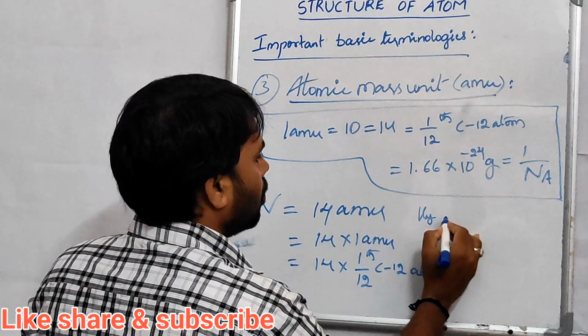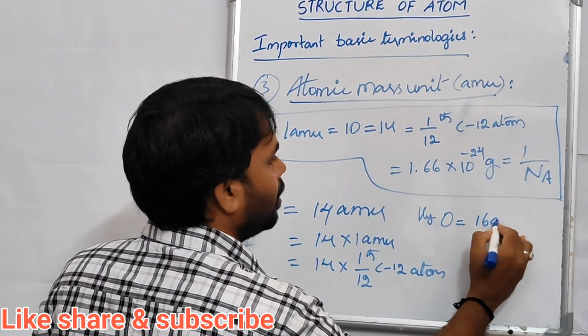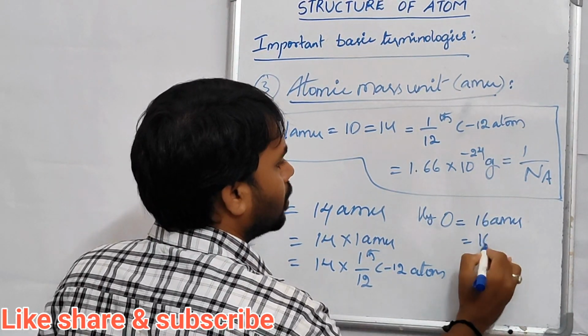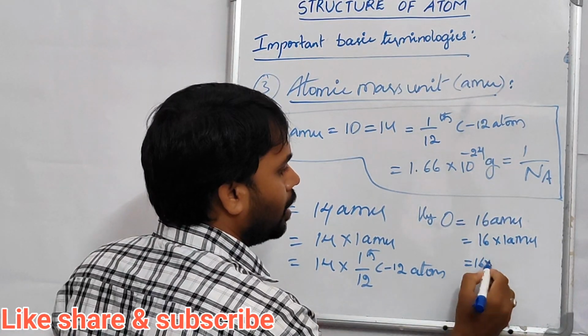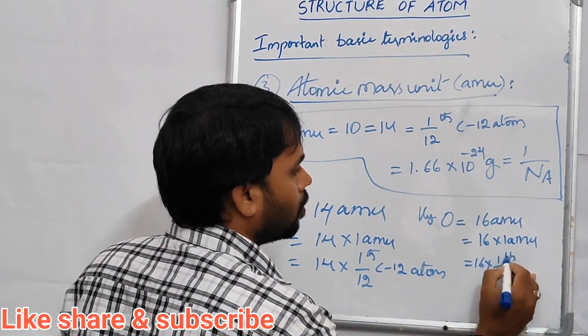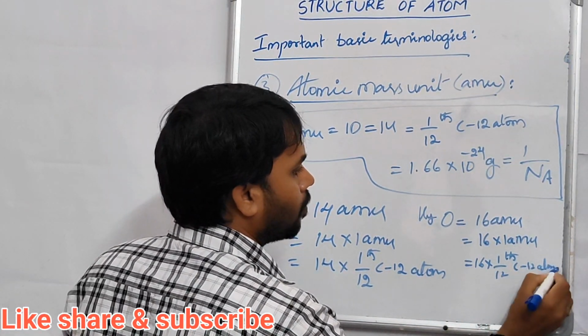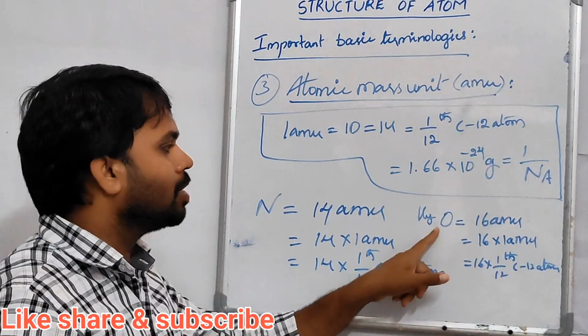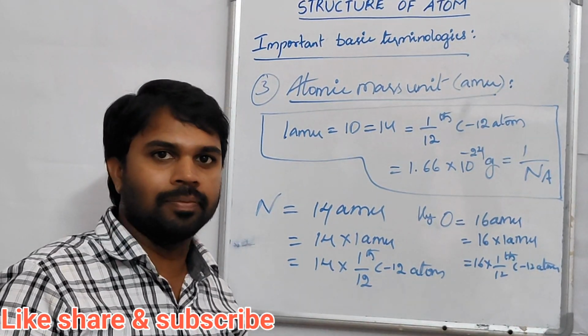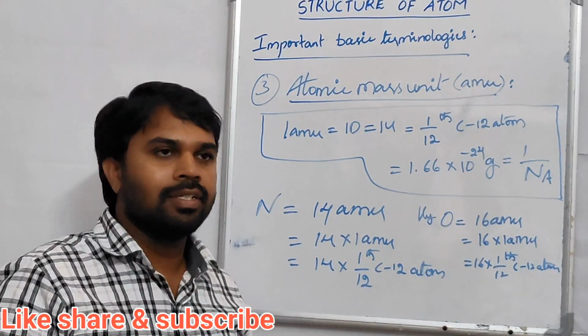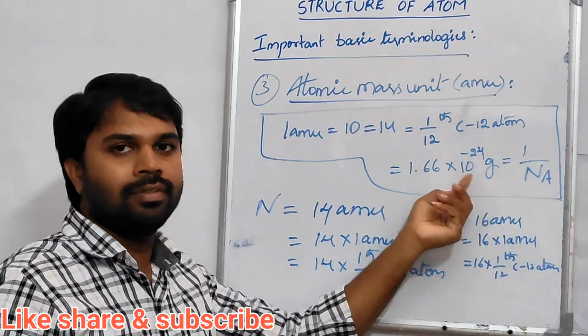Similarly, mass of oxygen equals 16 AMU. That equals 16 into 1 AMU. That equals 16 into 1/12th of carbon 12 atom. This means the mass of oxygen is 16 times heavier than 1/12th of carbon 12 atom. Now the question is how this value is obtained. Let's see.